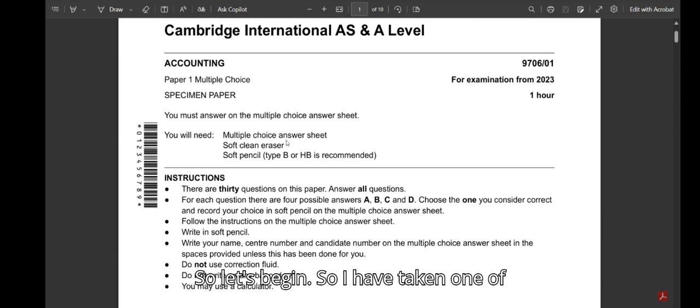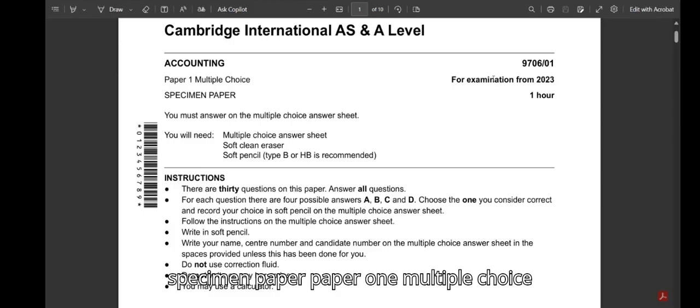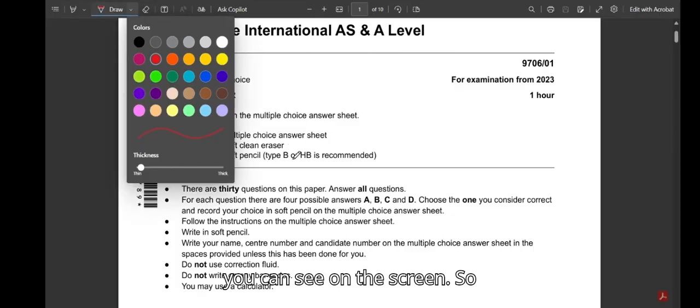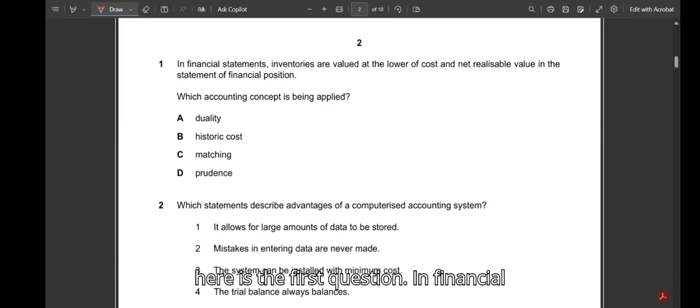So let's begin. I have taken one of the specimen papers for AS accounting level. Let's solve one of the specimen papers, Paper 1 multiple choice, from the 2023 examination, as you can see on the screen. So here is the first question. In financial statements, inventories are valued at the lower of cost and net realizable value in the statement of financial position. Which accounting concept is being applied?